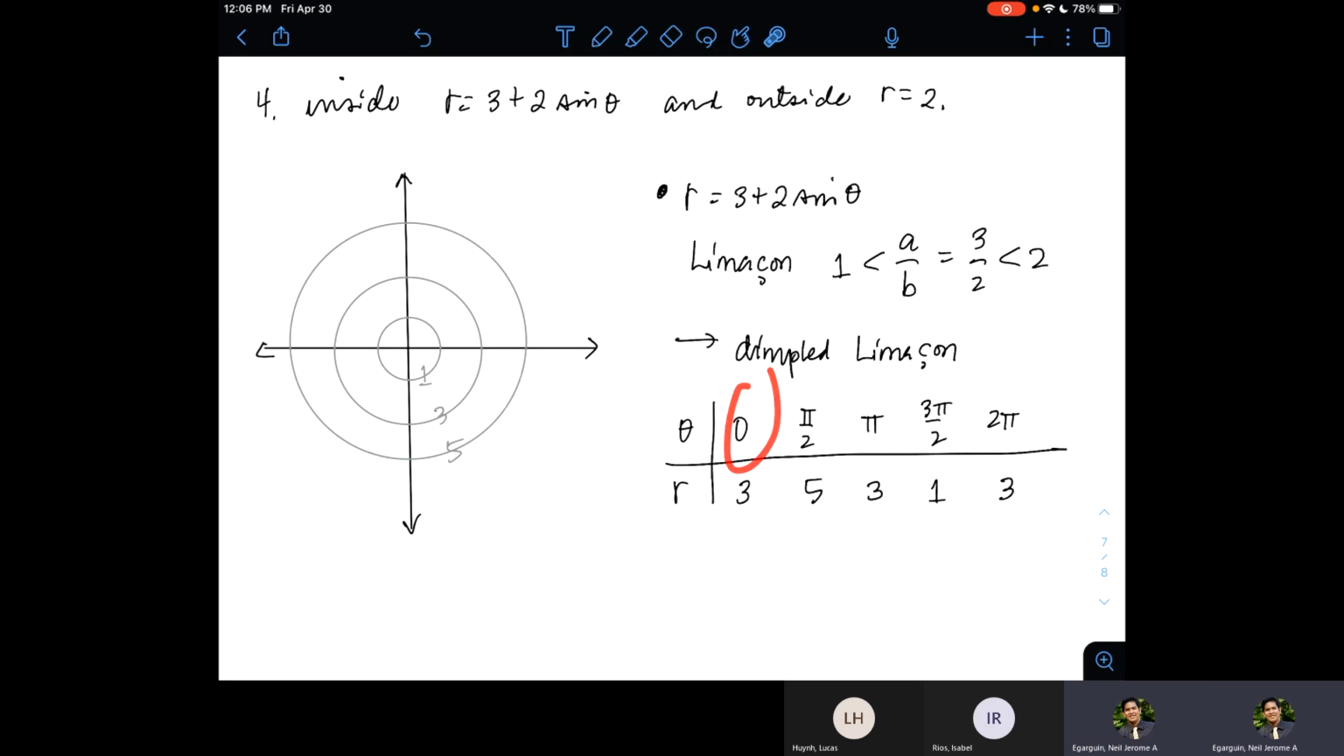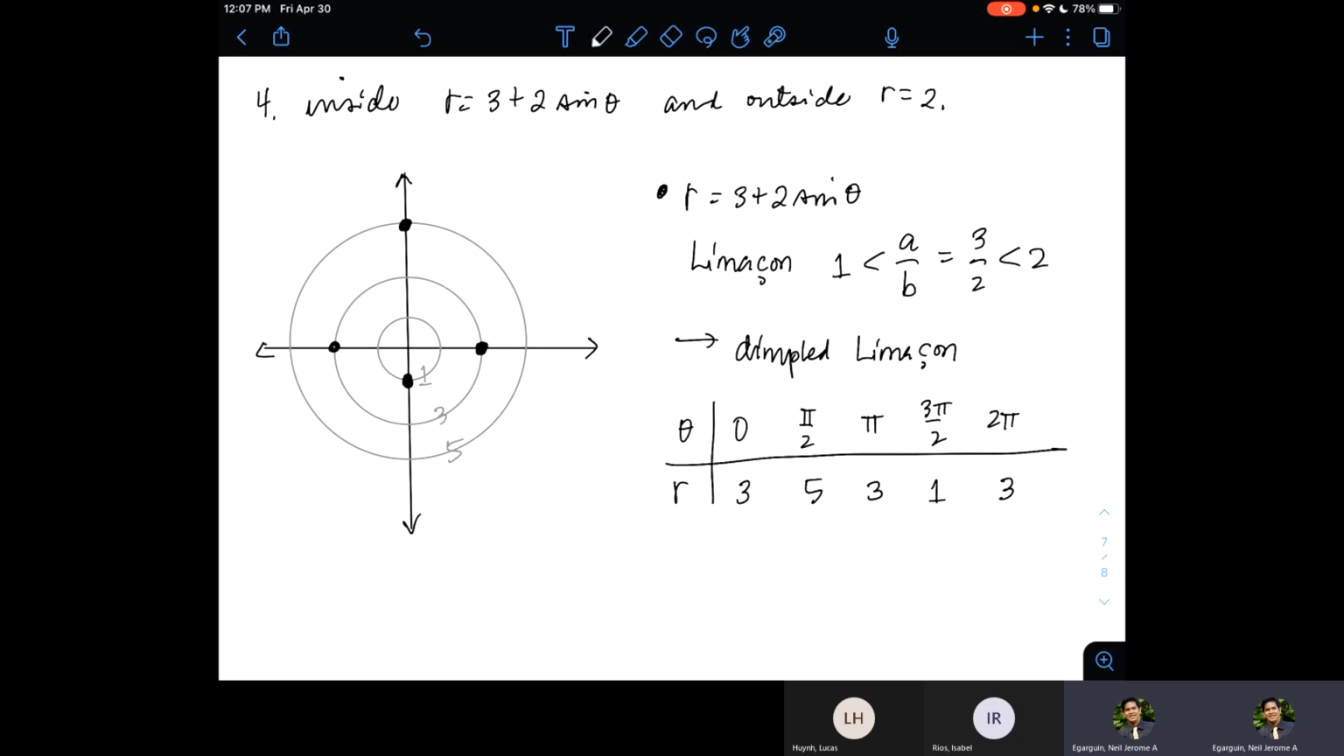When theta is 0, we are here, and the value of r is positive 3, so my first point would be here. When theta is pi over 2, we go here. The r value is 5, so we go to the outermost circle. When theta is pi, r is 3, so we'll be somewhere here. When theta is 3 pi over 2, we'll be in this direction, and the r value is 1, so our point would be there. And we'll go back here when theta is 2 pi.